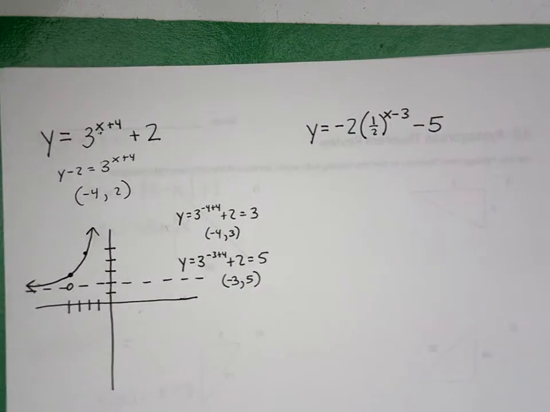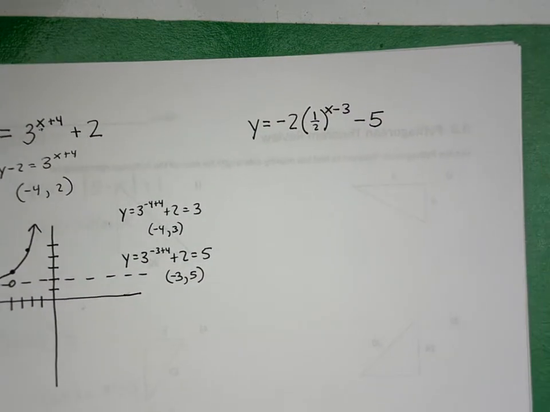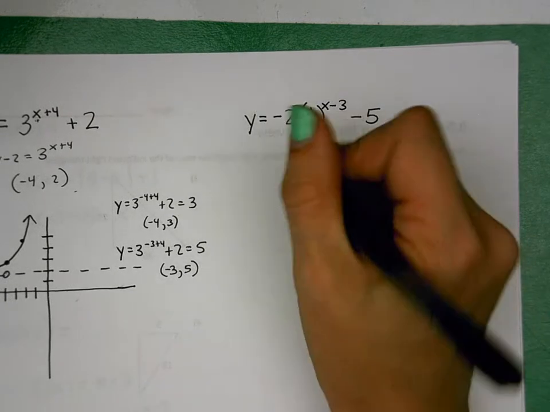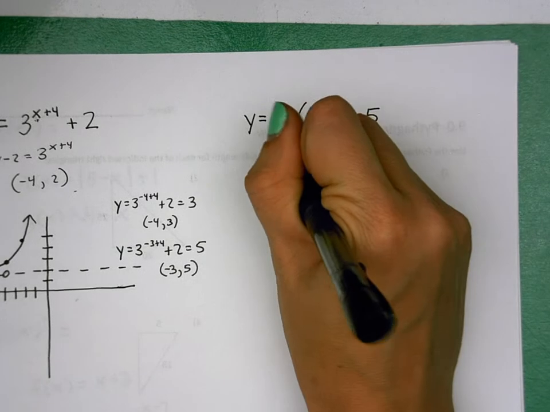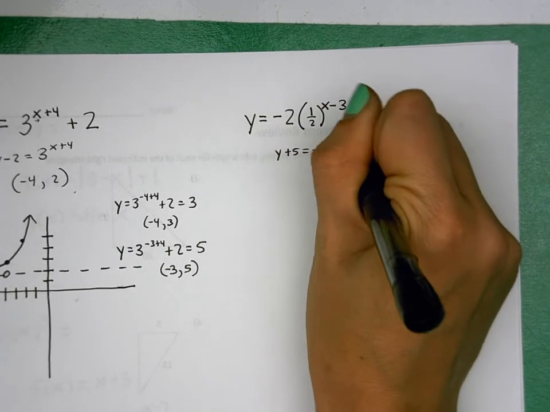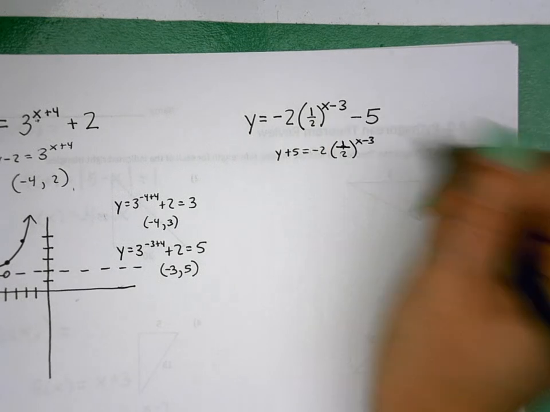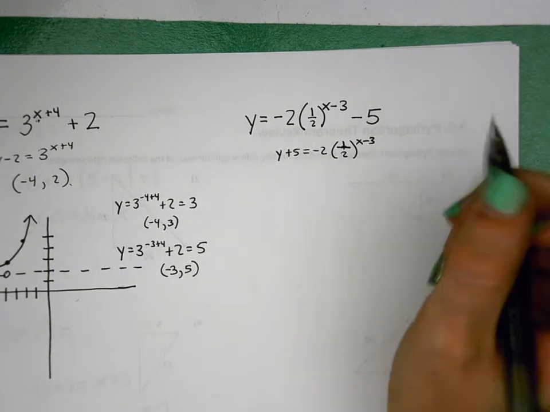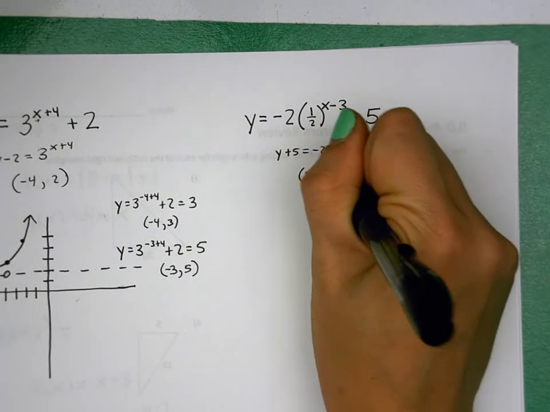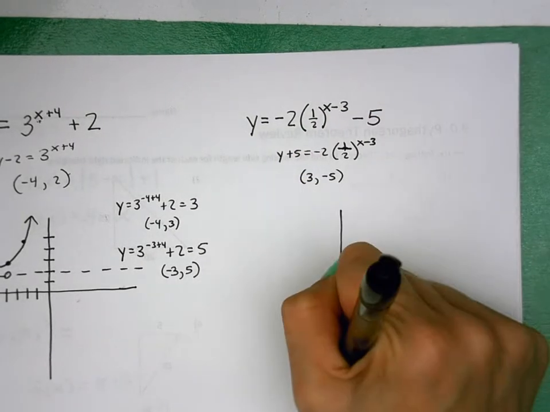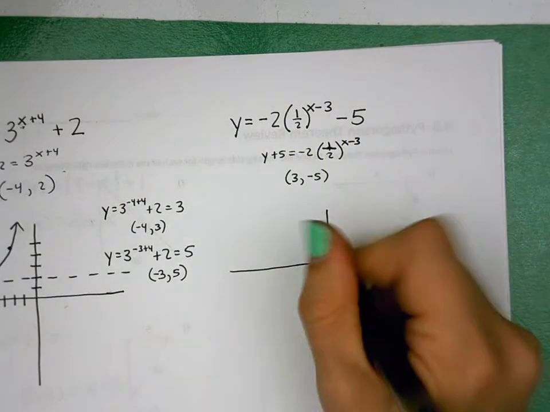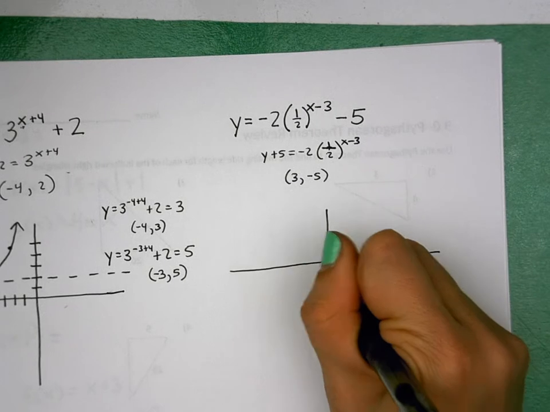Okay, go ahead and pause the video, give this next one a shot. Restart it when you are ready. Okay, descriptive form, y plus 5 equals negative 2 times 1/2 to the x minus 3. Initial point is x equals positive 3, y equals negative 5. Again, that's not actually a coordinate point on my graph. That's a point showing where my asymptote is. So we go 3, negative 5.